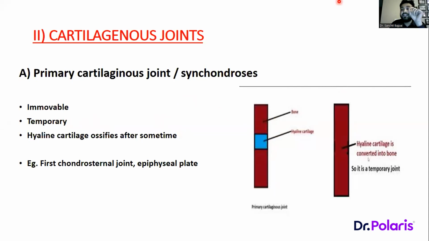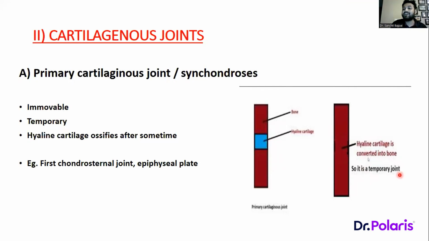And I told you a very important property of hyaline cartilage: it has a tendency to ossify. That means if you leave hyaline cartilage, it will tend to become a bone later on. It will ossify. So what exactly is synchondrosis? It is called temporary because for some amount of time in our life, we have hyaline cartilage in some areas of our bones, bridging the gap between two bones. And then later on, this hyaline cartilage ossifies and converts itself into a bone.